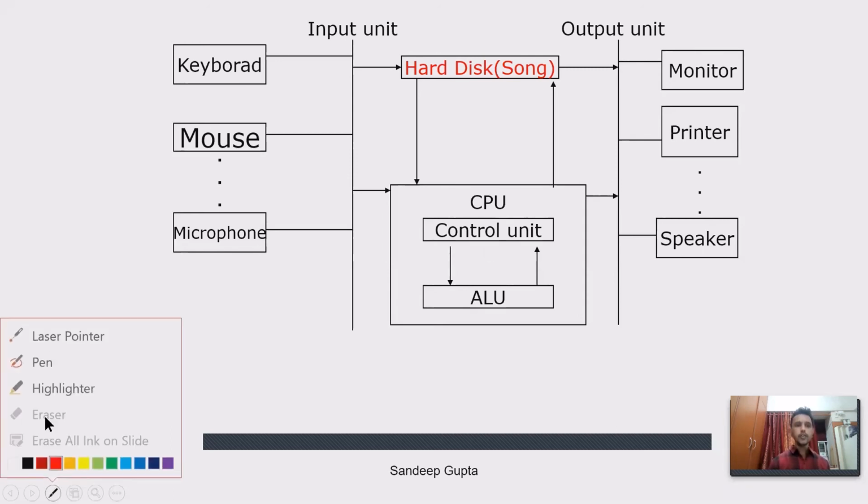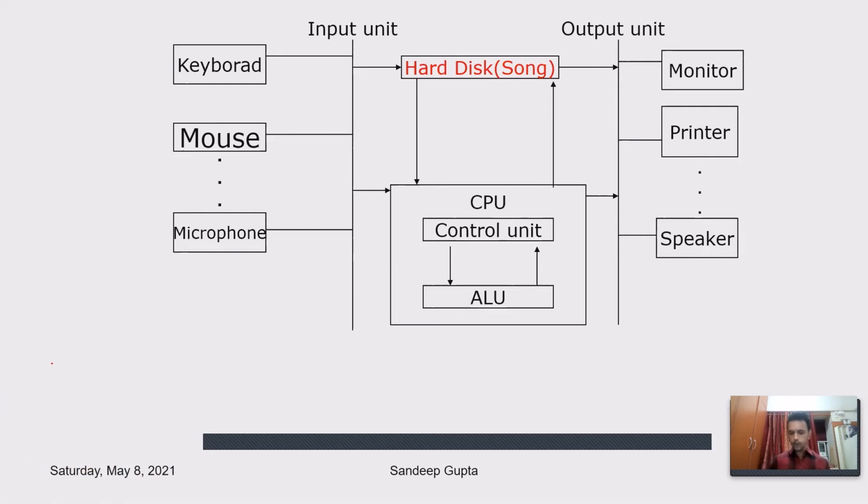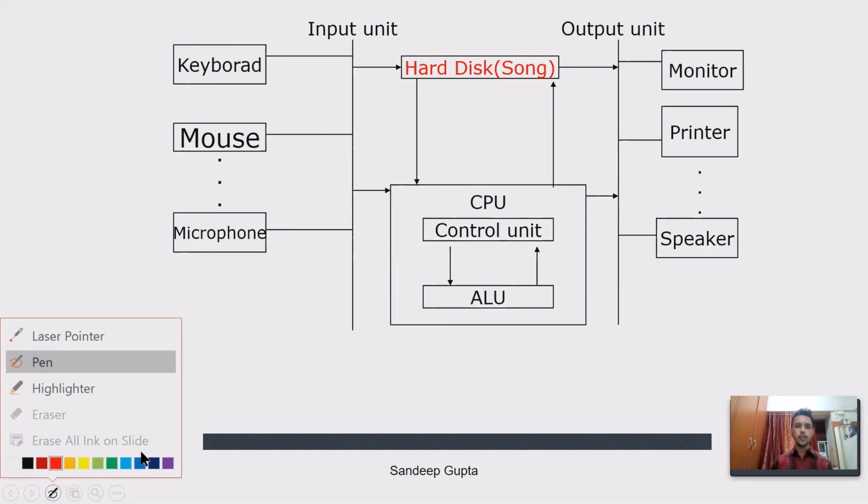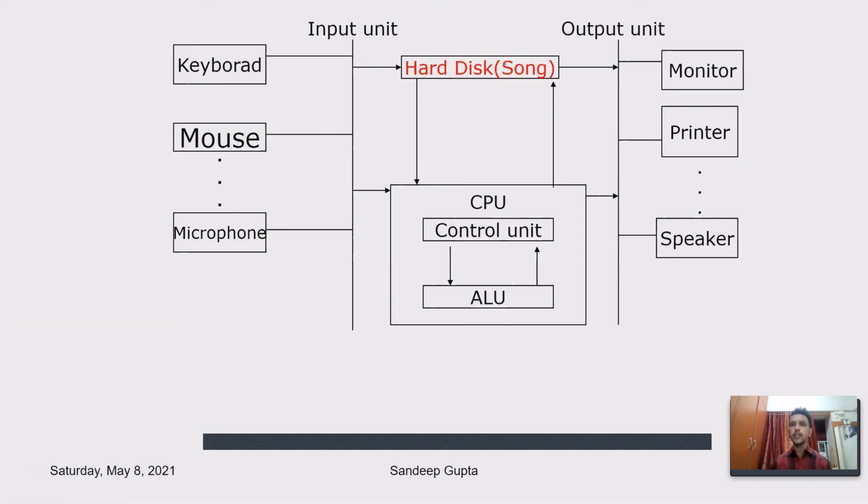So I hope you remember that everything which is stored in computer memory, I repeat, everything which is stored in computer memory is stored as a sequence of ones and zeros. So this song is also stored as a sequence of ones and zeros. No matter what you store in computer memory, it is basically ones and zeros. Now, what will happen is that when you double click on that song, these ones and zeros will start flowing from hard disk to CPU. By the way, I'll just remove this arrow. It is not required. So let it go. Now, what will happen is these ones and zeros, they will start flowing from the hard disk to CPU.